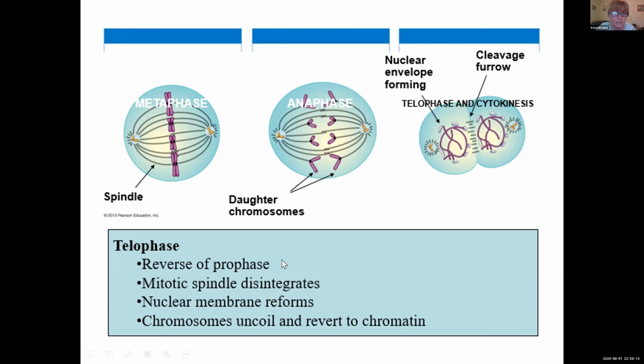So telophase is the reverse of prophase. In telophase, the mitotic spindle disintegrates. So you can see it over here, you see no mitotic spindle anymore. Now the nuclear membrane reforms. So here are the pieces of nuclear membrane that will form a nuclear envelope. And chromosomes uncoil again back to chromatin.